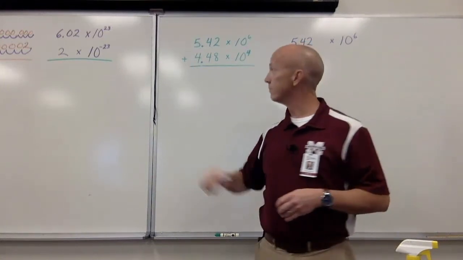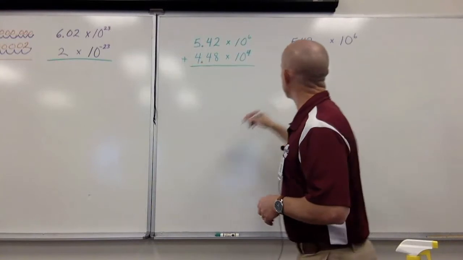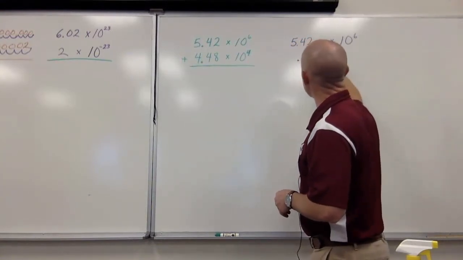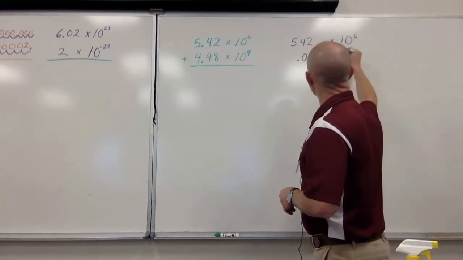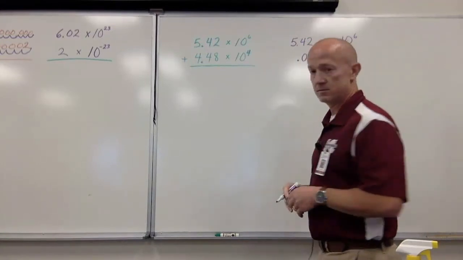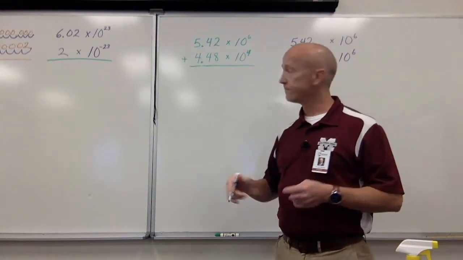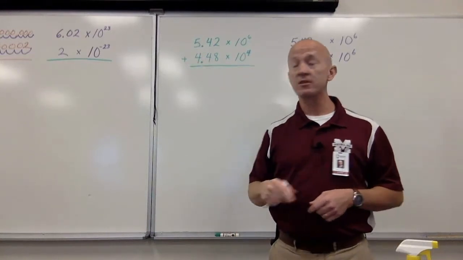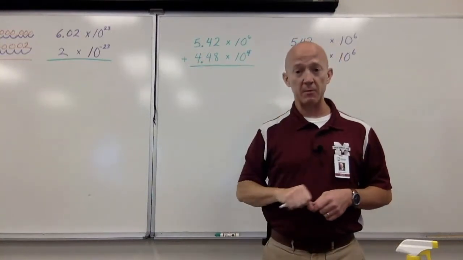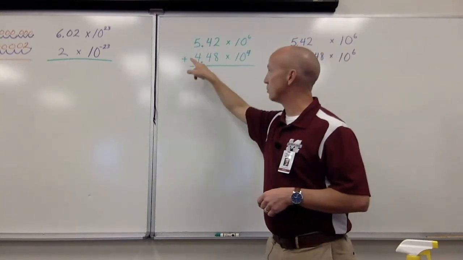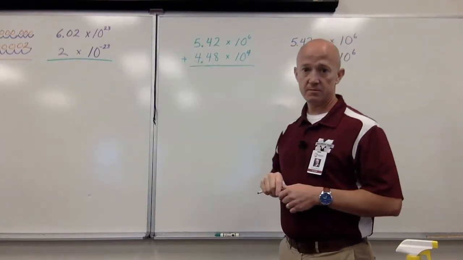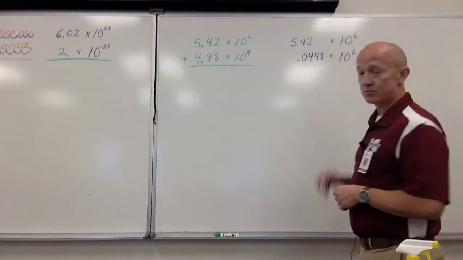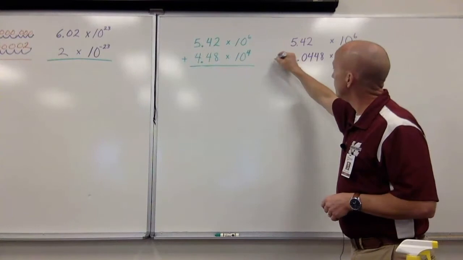So what's that going to look like? 2 places over is going to give me 0.0448 times 10 to the 6th. You see that? I took the decimal over to the left 2 places. When I take the decimal to the left, my exponent goes up the same amount of places. I took it over 2 places, this goes up 2 places. 10 to the 6th. Now that I've got apples and apples, I can add these two together.